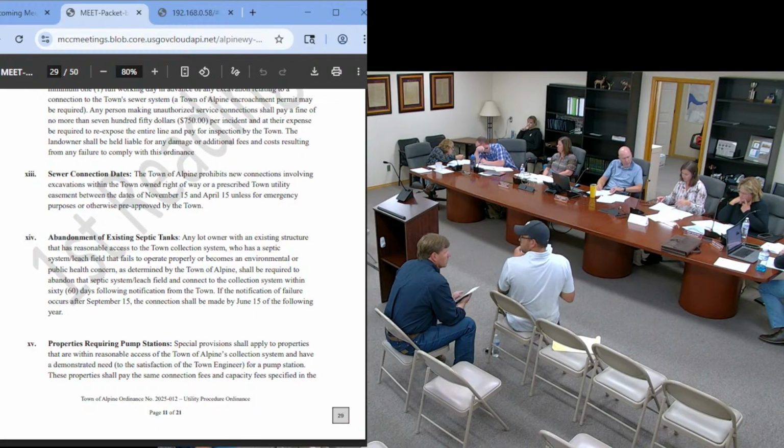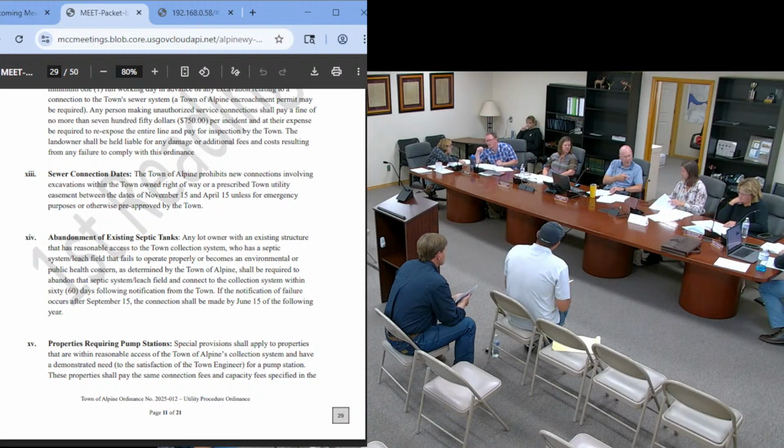At the beginning, it says all existing and new structures with reasonable access to town sewers must be connected. If they don't have reasonable access... So I think we're gonna have to define it way tighter. I think so. You're right, item 14.